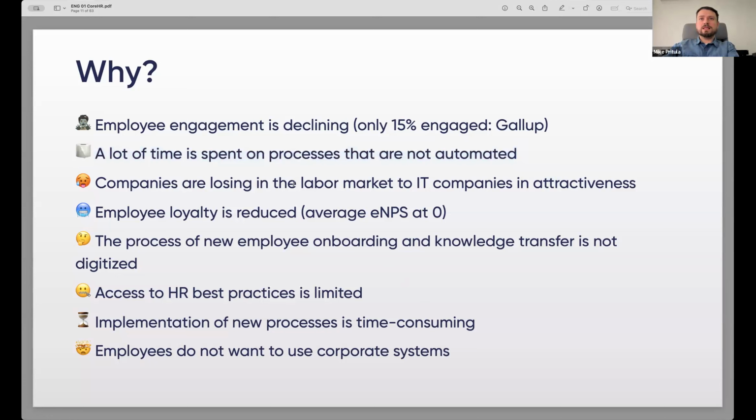Companies are losing in the labor market to high-tech or IT companies in attractiveness. People prefer to work for Google, for Facebook, for Tesla, for Amazon.